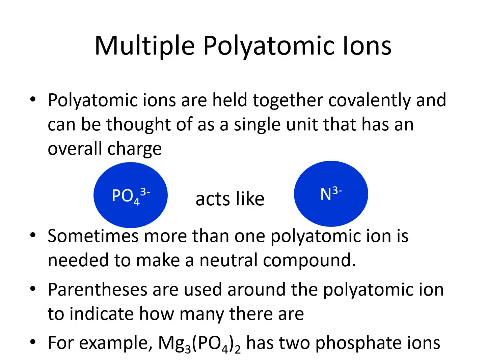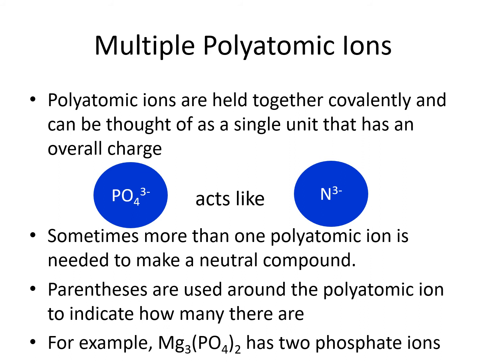Polyatomic ions are ions that contain multiple atoms, and those atoms are stuck together covalently, kind of like glue. They're not typically going to be broken apart over the course of a reaction. These polyatomic ions act very similarly to the single atom ions that have the same charge. For example, phosphate, which has a -3 charge, is going to act very similarly to nitride, which also has a -3 charge.